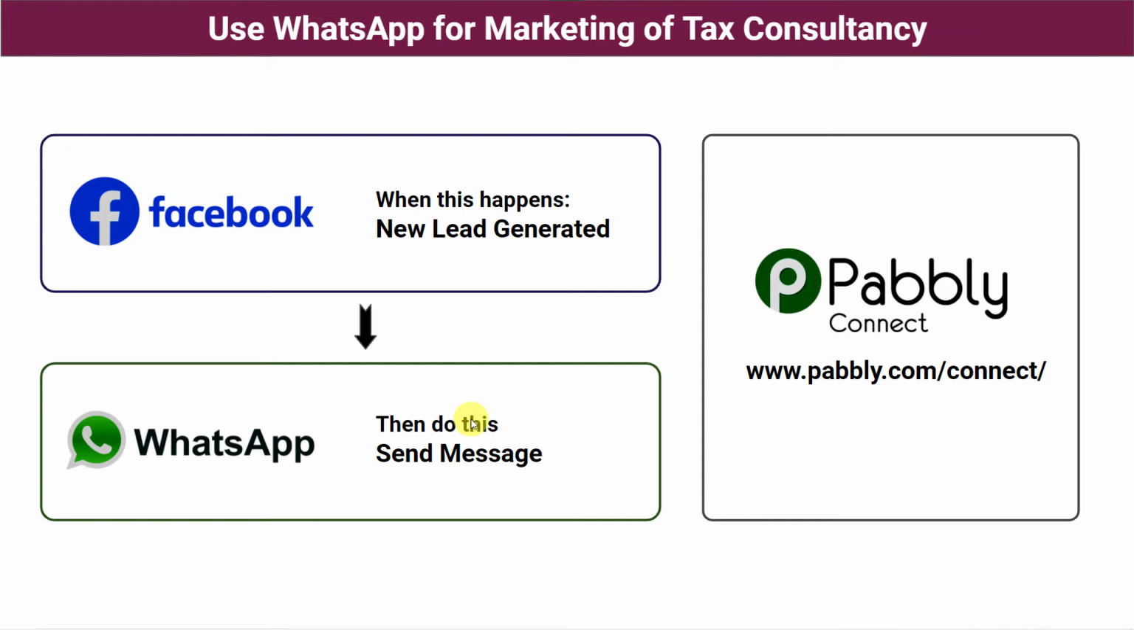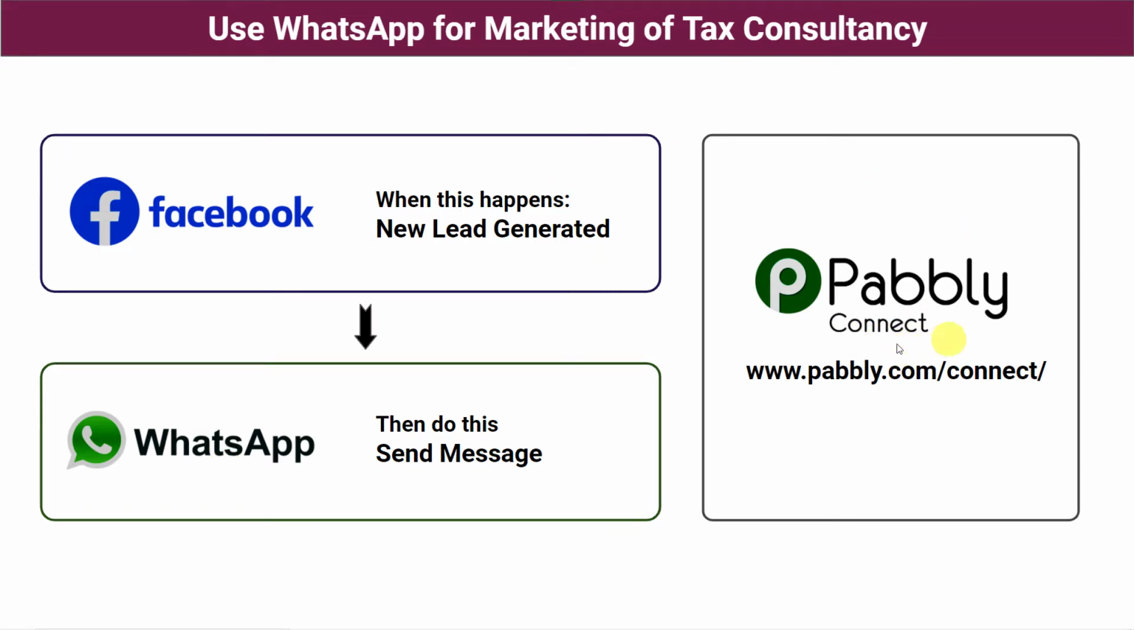The second option is you can create an automation so that whenever the Facebook lead ad form is submitted, automatically the tax consultancy brochure will be sent on the WhatsApp number of the customer. But here there is a problem that there is no direct connection between Facebook and WhatsApp. So how to do this? As a solution, we are going to use Pabbly Connect.